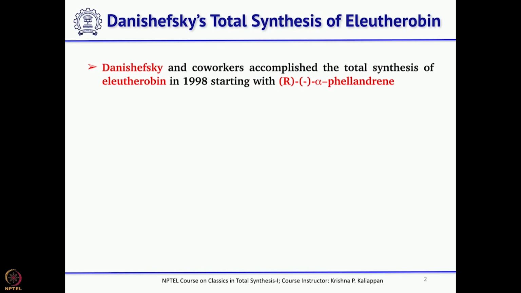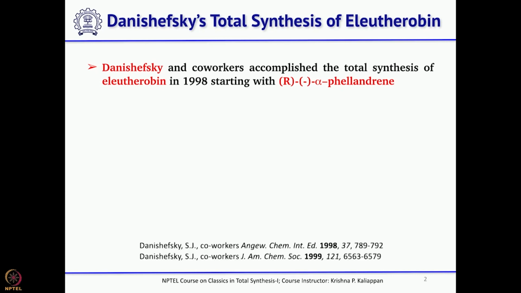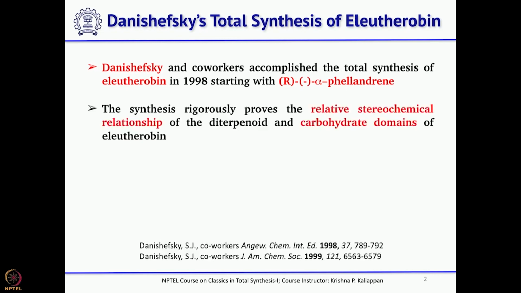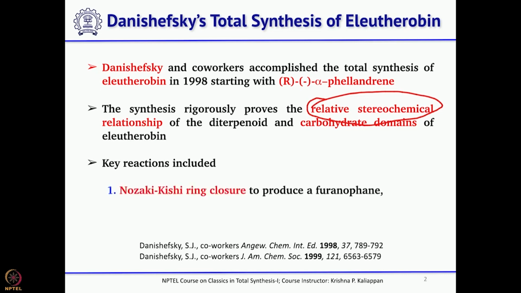In the case of Nicolaou's total synthesis, he started with the carbon, the monoterpene, and here Danishefsky started with another monoterpene called alpha phellandrene. And his work required a lot of stereochemical studies, particularly with respect to carbohydrates, so that he could prove the correct isomer of the final natural product, that is Eleutherobin. His total synthesis involved 3 important key reactions.